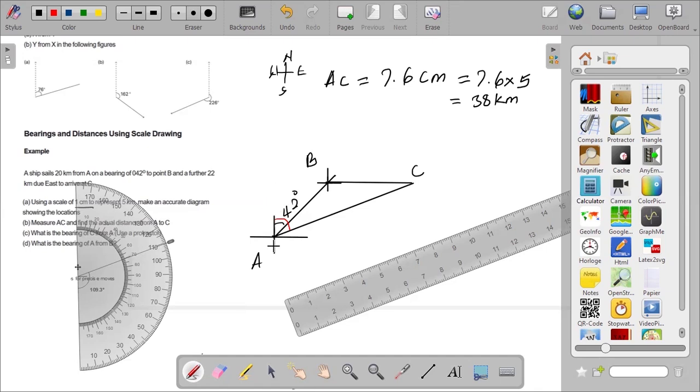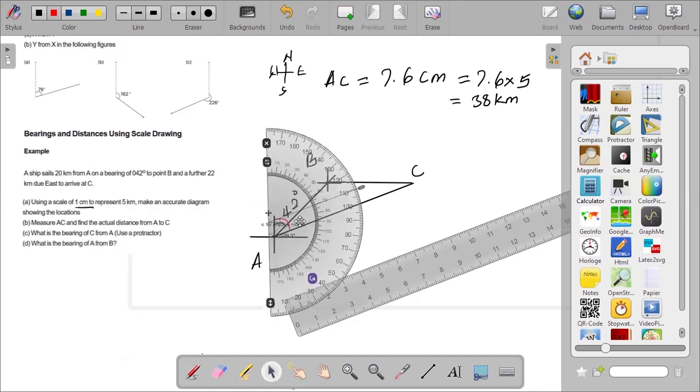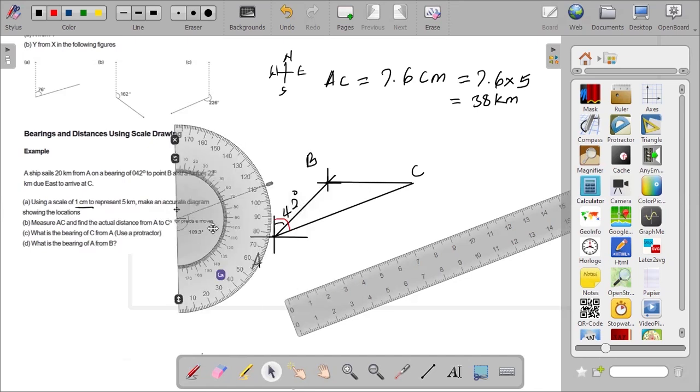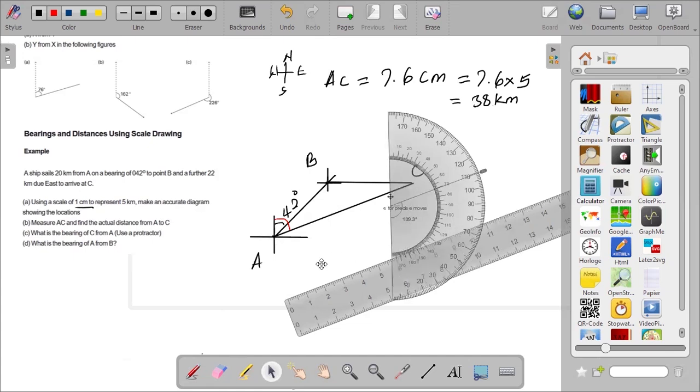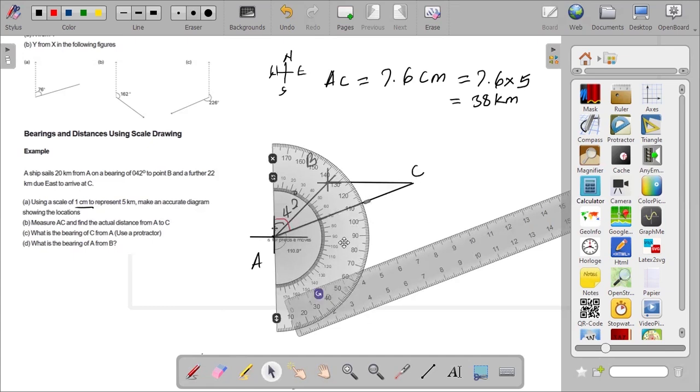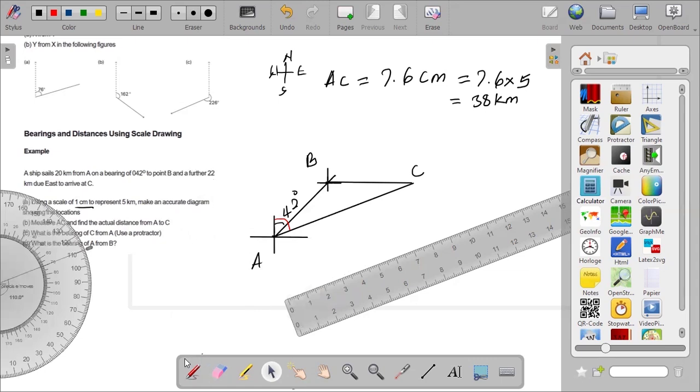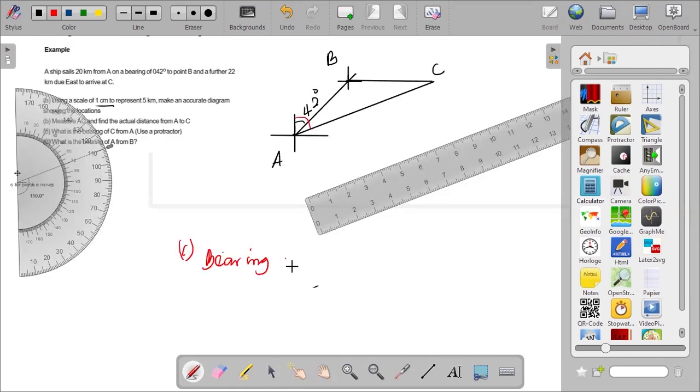Place your protractor in a way that the baseline of the protractor is exactly on this vertical line, the North Pole, and also the intersection of the baseline of the protractor and the 90 degree of the protractor must be on point A, the vertex here. Look at it, which is 70 degree. So bearing of C from A is 70 degree. Next question C. Bearing of C from A is equal to 70 degree.